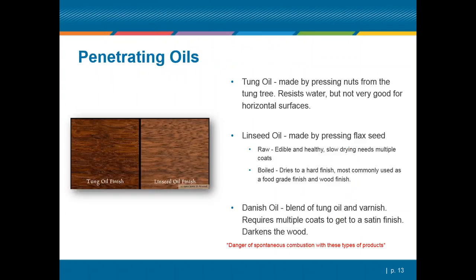But it does have its uses, and you need to be careful where you put it. The penetrating oils are kind of similar in nature. These are all renewable resources. The tung oil is made by pressing nuts from the tung tree, and it's good again on horizontal surfaces.